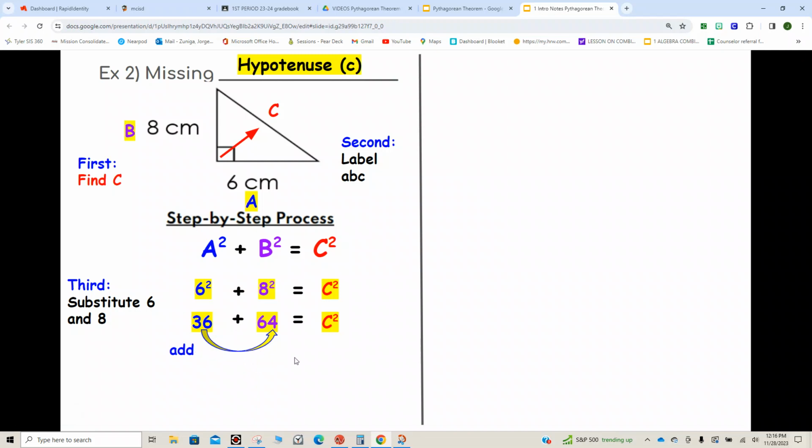Just a little note, right? And what do you get when you add these two little guys right here? We're going to get 100. Bring down your equals and your c squared.